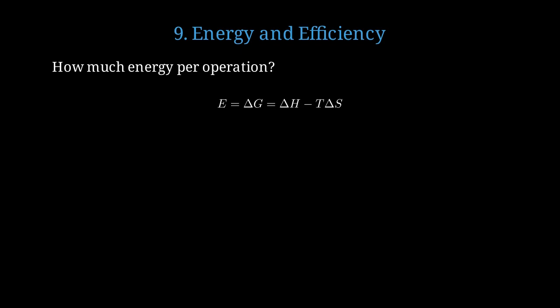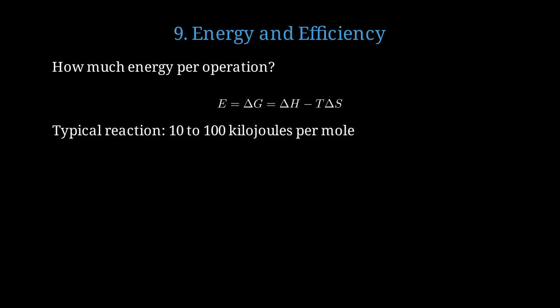Let's examine the energy requirements of chemical computing. A critical question: how much energy does each chemical computation require? The energy comes from Gibbs free energy, which equals enthalpy change minus temperature times entropy change. Typical chemical reactions release 10 to 100 kilojoules per mole of product formed. Per molecule, this equals about 10^-19 joules, obtained by dividing by Avogadro's number.